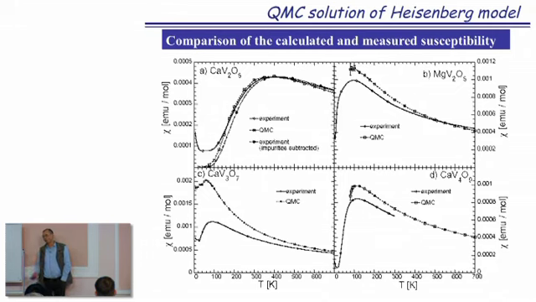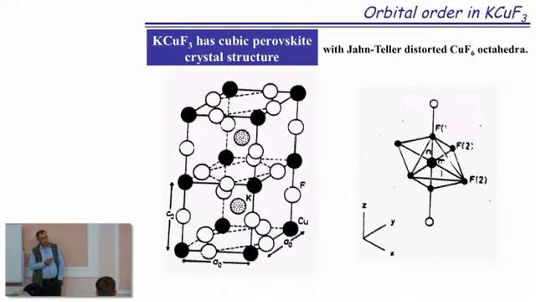We cannot lower temperature in quantum Monte Carlo calculation for Heisenberg model. So that's purely technical problem. So nevertheless, our first principle calculated exchange parameter reproduced experimentally measured susceptibility rather well. So that was charge ordering, spin ordering. Now will be orbital order.